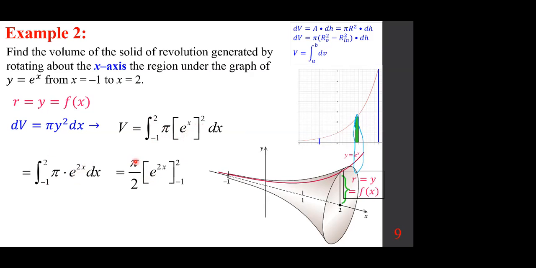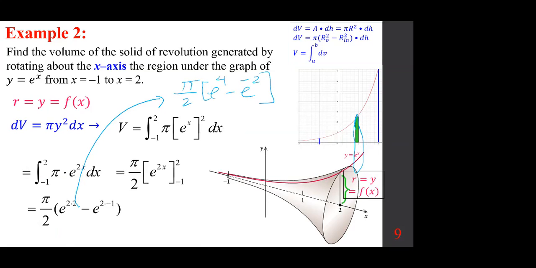Okay, so we are dividing by 2 outside or in, doesn't matter. Now you plug in 2, you get e to the power of 2 times 2, which is 4. If you plug in -1, e to the power of -2. So what I would do, the exact answer would look like this, class. Pi over 2, e to the power of 4, minus e to the power of -2. You must write that, and then an approximation.